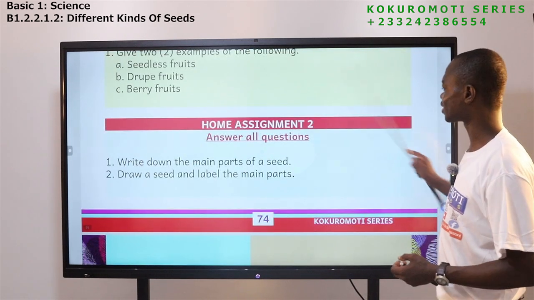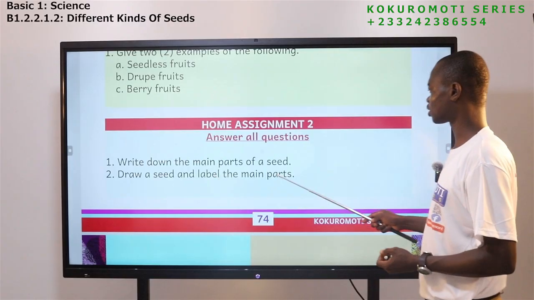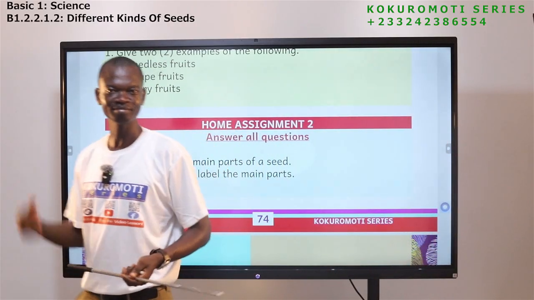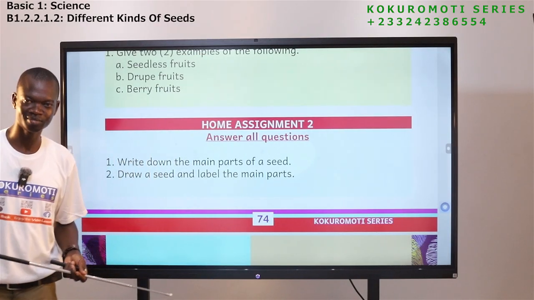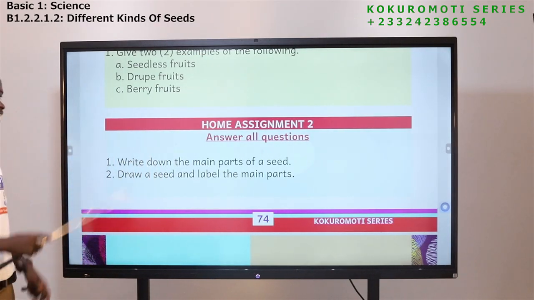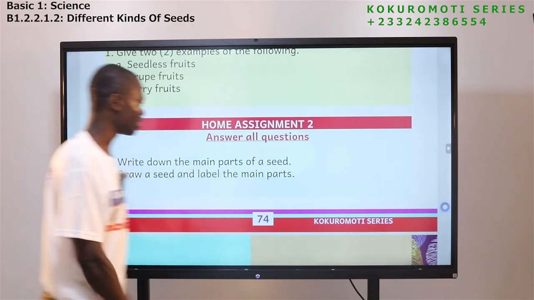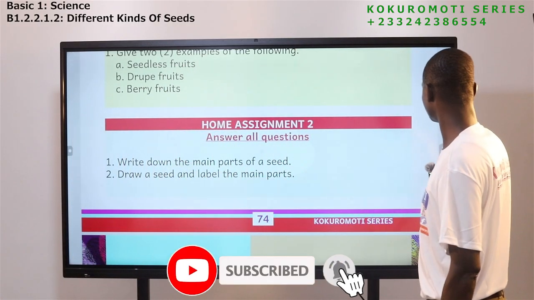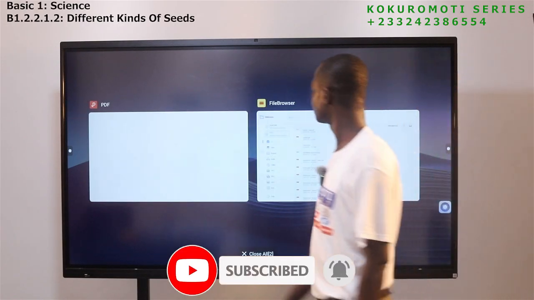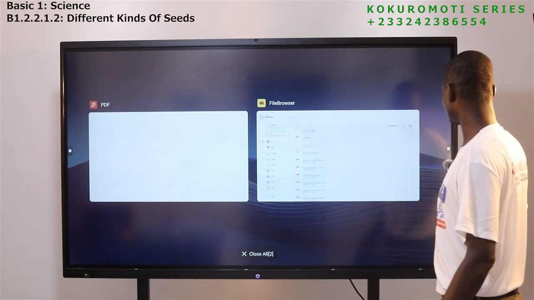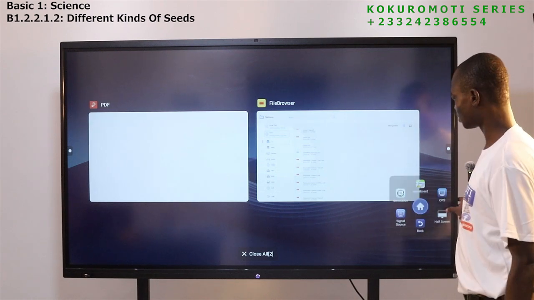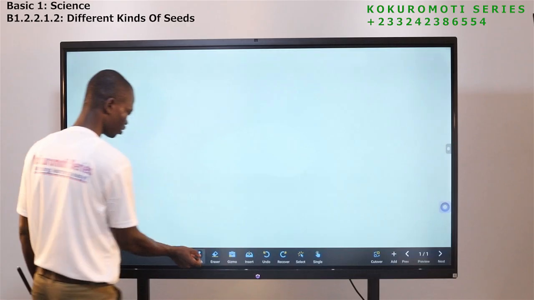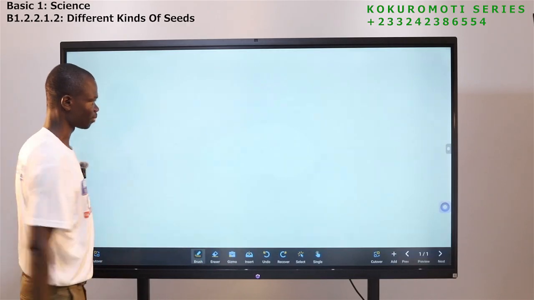Now let's come to home assignment 2. Write down the main parts of a seed. There are three main parts of a seed. What are they? Very good. Now draw a seed and label the main parts. So let's draw. We are going to draw a seed and then label all the parts.